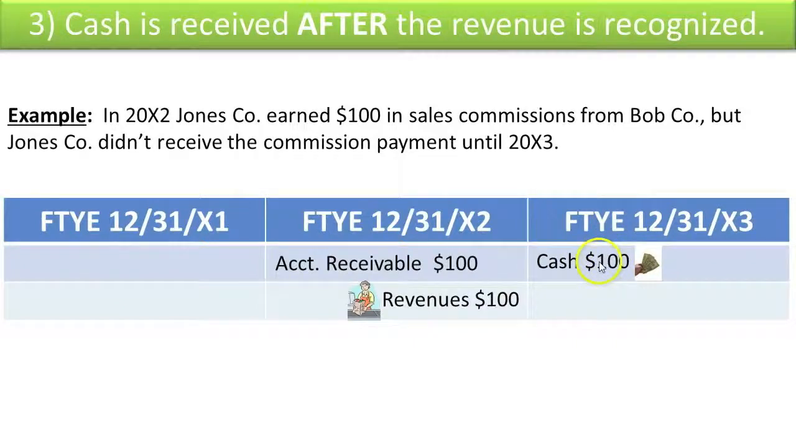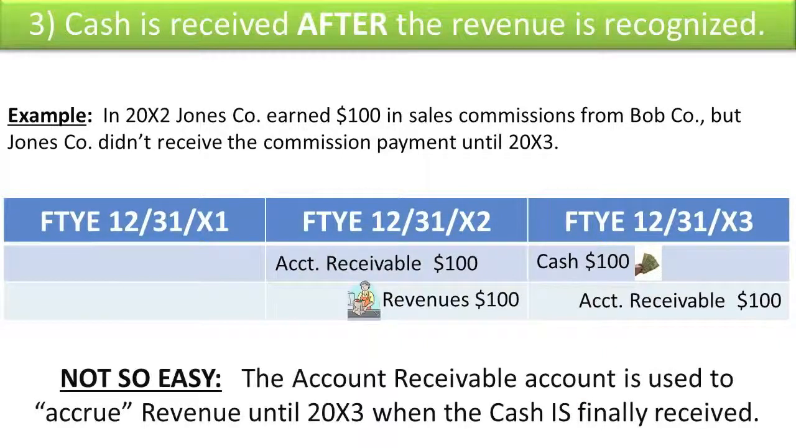When he finally receives the payment, he no longer has a receivable, so he has to remove the receivable by crediting it. This one's not so easy. The accounts receivable account is used to accrue revenue until 20X3 when the cash is finally received.